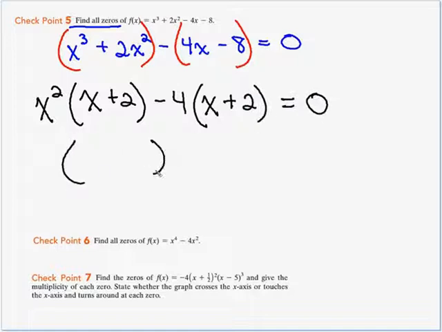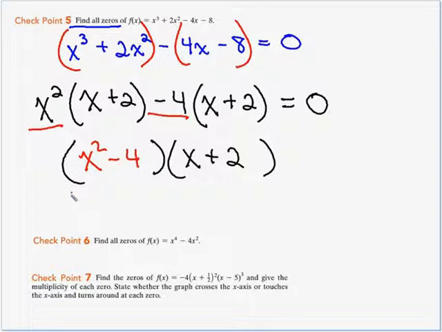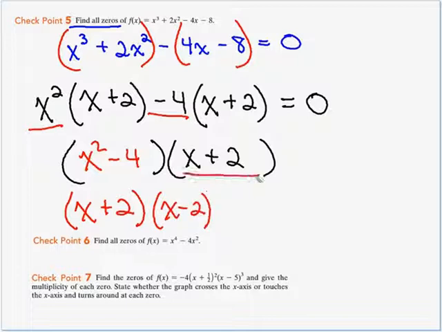Okay, so we do have 2 factors. One of them is the repeater. Do not confuse this with the multiplicity of a factor. This x plus 2 is just one of our factors, and the other is the leftovers, x squared minus 4. Ooh, and that is a difference of squares, which factors to a sum and a difference: x plus 2, x minus 2, and then we have this again, x plus 2.